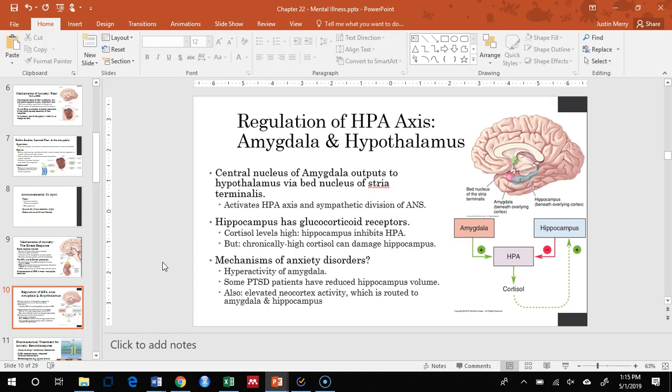Normally that cortisol level is kept in check, but if you have chronically high levels of cortisol over an extended period of time, that can actually damage the hippocampus, which is supposed to help modulate cortisol and keep it under control. This can happen with people who have anxiety disorders or related conditions. For example, some PTSD patients have reduced hippocampus volume. That would indicate damage to the hippocampus, which in turn affects the HPA axis. PTSD is not entirely an anxiety disorder, but it includes an anxiety component. So that's another bit of evidence.